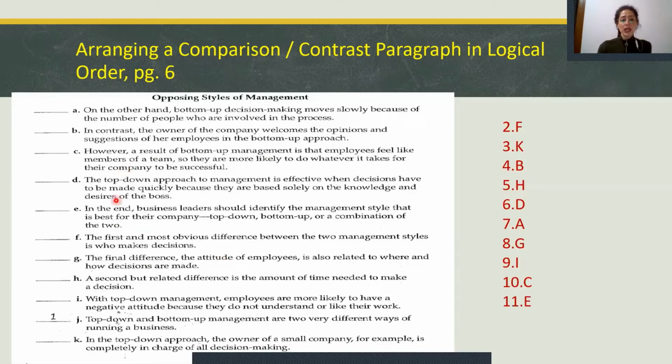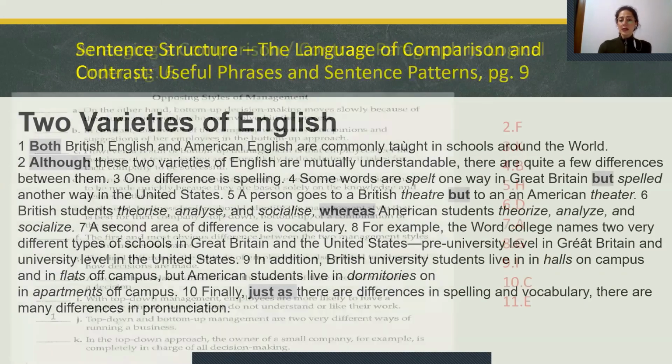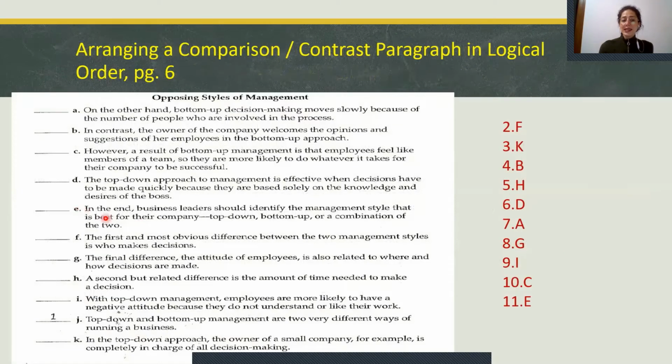Eleventh, E. In the end, business leaders should identify the management style that is best for their company, top-down, bottom-up, or a combination of the two. Okay, guys, this is all. In the end de bağladı. It's the conclusion. Çok güzel arkadaşlar. Okay, on the other hand, in contrast, however, you can see all the examples of a good comparison and contrast paragraph. Guys, which method is used here?